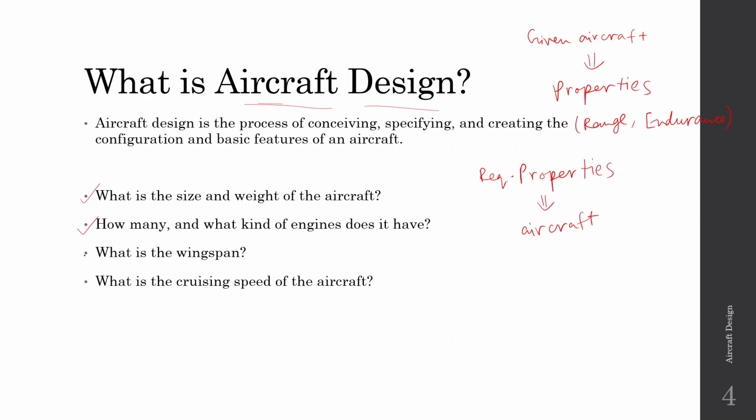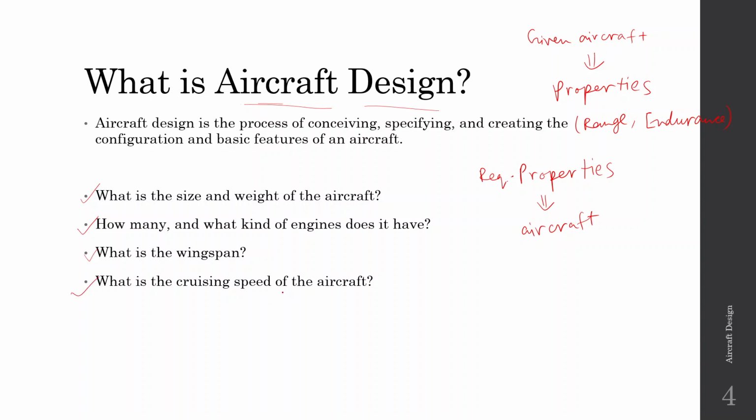Then what is the wingspan? What is the size and shape of the wing? What is the aerofoil? Will it be swept back or not, and how many degrees will it be swept back? And then what is the cruising speed of the aircraft.